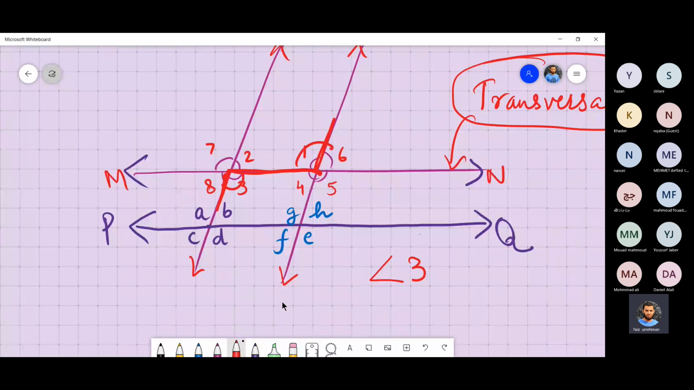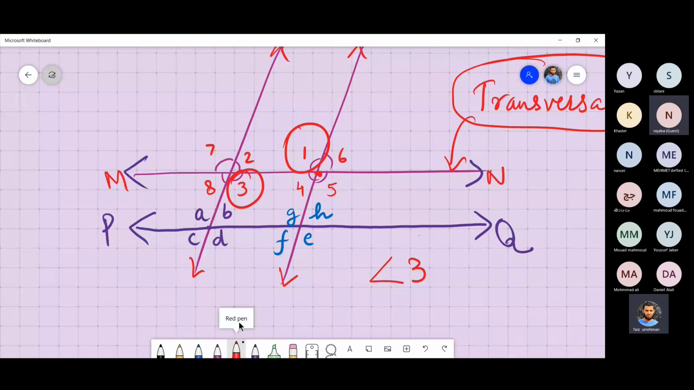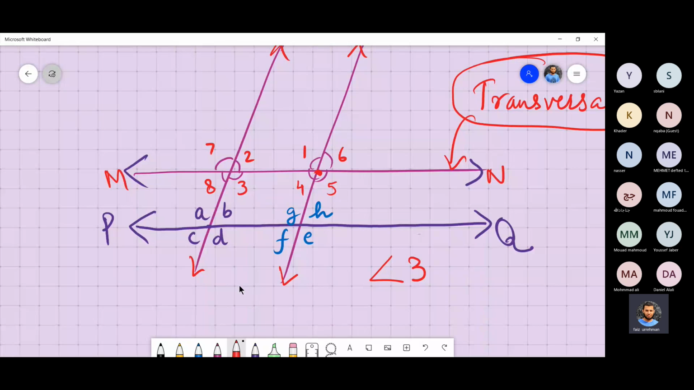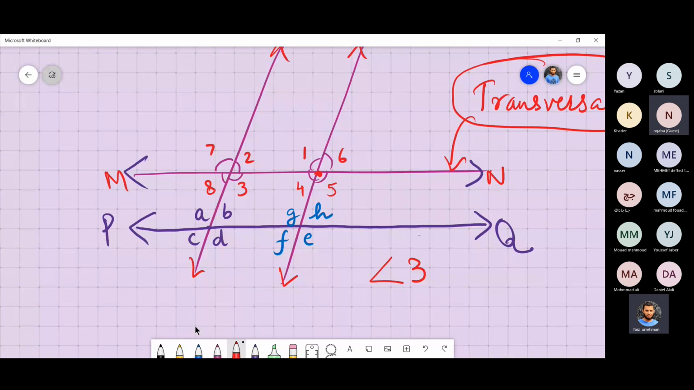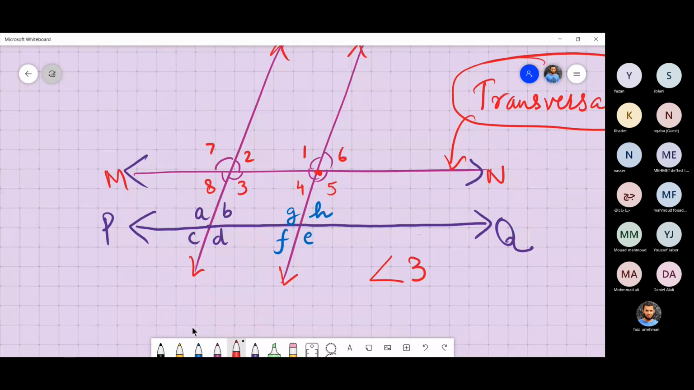So 3 and 1 are alternate, right? Yes. And if you see here, A, so 3 and A are there, Z letter. Clear? Not very clear. But this property is for alternate angles.